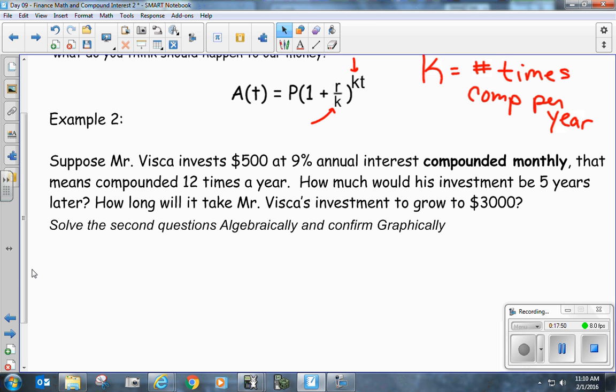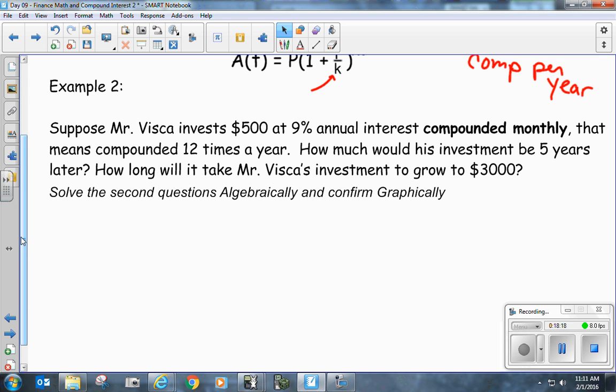So how much would his investment be 5 years later? We've got to figure out 5 years later, compounded monthly, starting at $500 at 9% interest rate. And then how long will it take Mr. Visca's investment to grow to $3,000? We can find the first one real easy. Just plug it into the calculator. The second question, I want you to figure out algebraically, the time to get to 3,000.